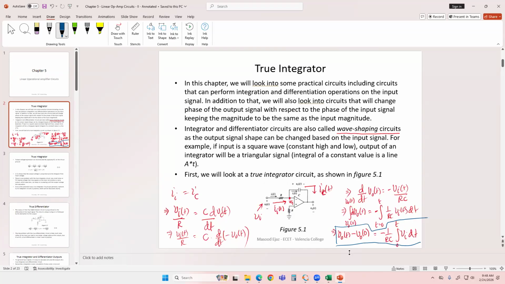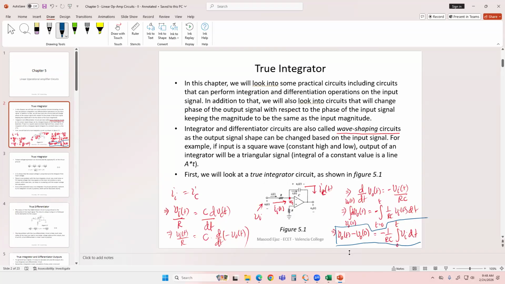So this circuit is doing what? This circuit is taking the input, integrating the input from 0 to time t, and of course you can assume the gain to be 1 over RC, and basically projecting that quantity at the output.